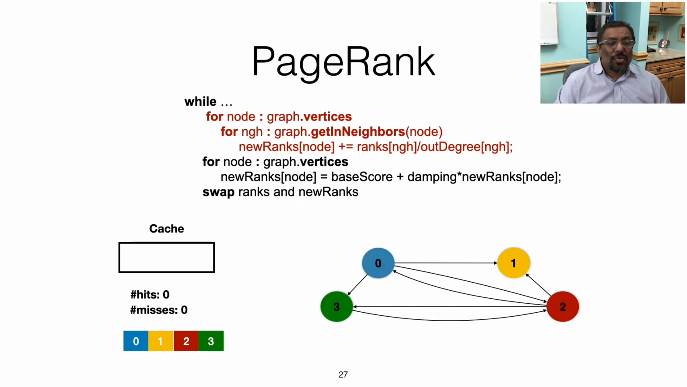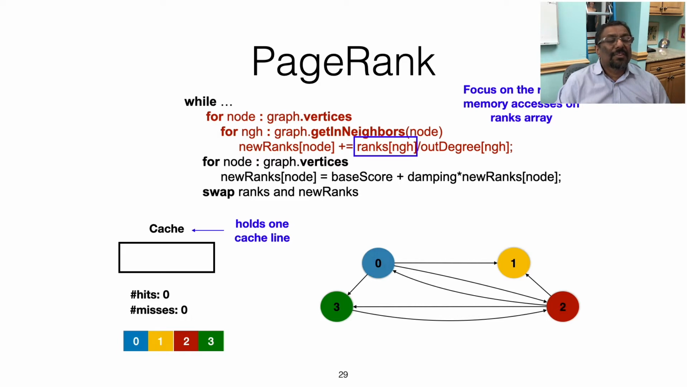To show you what's going on, I'm going to simulate it using a simple cache by looking at this single access in here. And for simplicity, we'll assume our cache can only hold one cache line. And assume each cache line can hold two vertices, and vertices 0 and 1 go to the first cache line and 2 and 3 go to the next cache line.